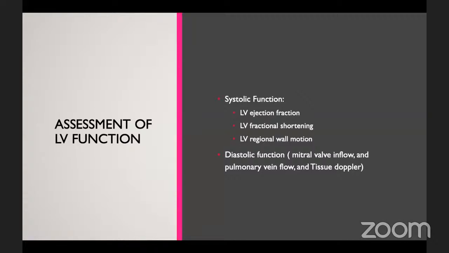So these are some basics about the principle of the echo. Going to the second part, which is the assessment of the LV function. When speaking about the LV function, we have either to assess the systolic function or the diastolic function. For each one, there are different parameters, and we combine all these parameters to get more objective values. Starting with the systolic function, we have the LV ejection fraction, the fractional shortening, as well as the regional wall motion. And the diastolic function we assess with the mitral inflow, the tissue Doppler, and the pulmonary vein flow.